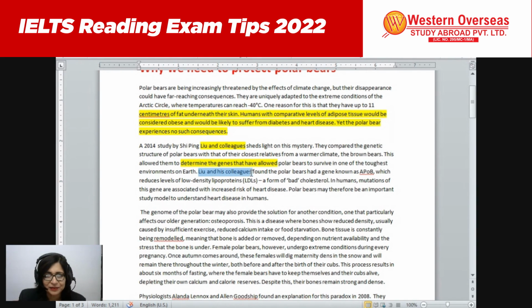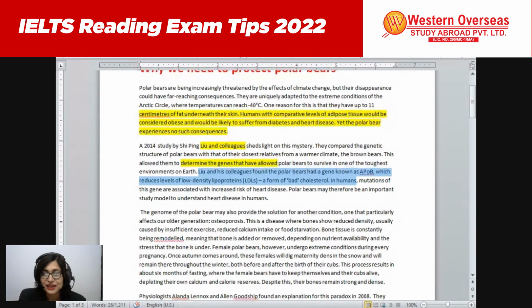Now if you check in the next line, it is clearly mentioned. Louis and his colleagues found that polar bears had a gene known as ABOP, which reduces level of low density proteins, a form of bad cholesterol. So they are able to control. Yes, they are able to control. Clear, candidates? I am requesting you all to please pay attention to the questions. Once you know the keywords, the things will become very easy for you to understand. So bad cholesterol, we have taken the answer from here.